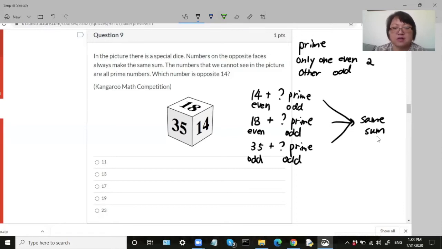So that's impossible. Because we only have one even number, we have to change the 35's prime to an even number. Okay, so an even prime, so only 2, right? Here, only 2 can fit the description. So then we have 35 plus 2, so the sum is 37. Then we can figure out 37 subtract 14 equals 23. So the number opposite to 14 is 23, which is answer E.